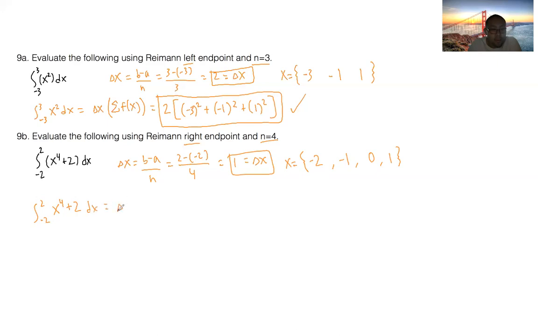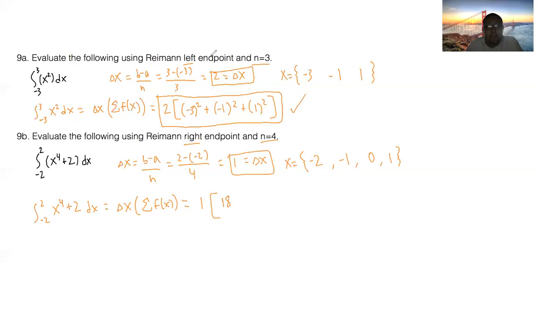going to be equal to your delta x multiplied by the summation of your function evaluated at all of your sample inputs. So this is going to be 1 times negative 2 to the 4th: negative 2 times negative 2 is 4, times negative 2 is 8, 4, 8, 16. That's going to be 16 plus 2, which is going to be 18.